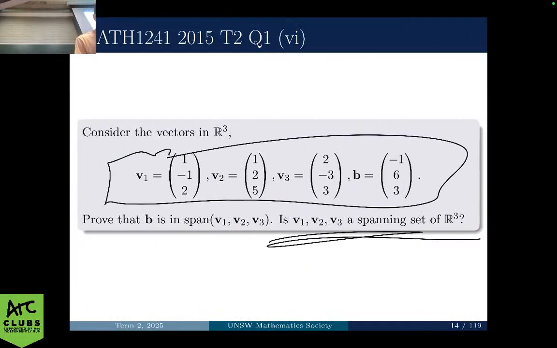And there's actually another part to this question. Is V1, V2, V3 a spanning set of R3? So what does that mean? Well, that would imply, if it's a spanning set of R3, that this combination of vectors can produce any vector in R3. And so instead of setting it to just equal B, what if I set it equal to something like X, Y, Z, or just any three random symbols?